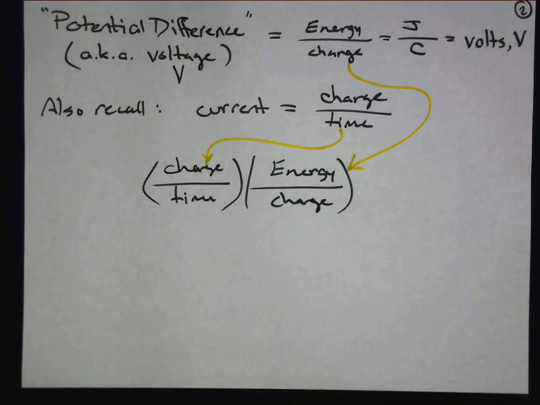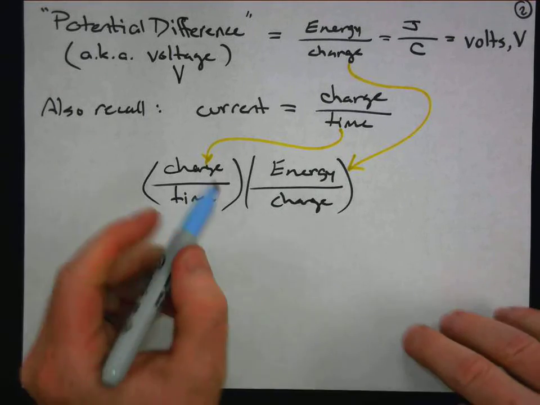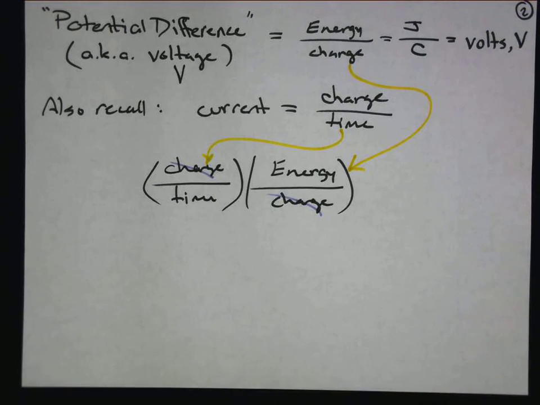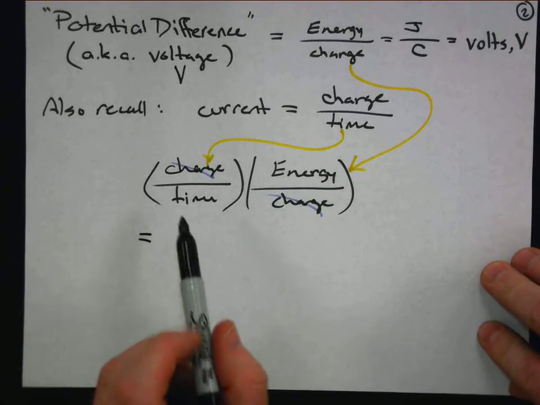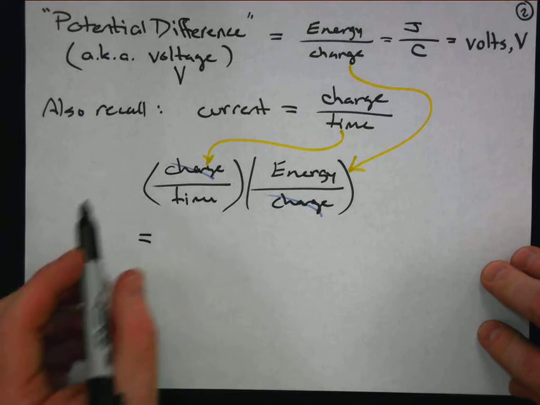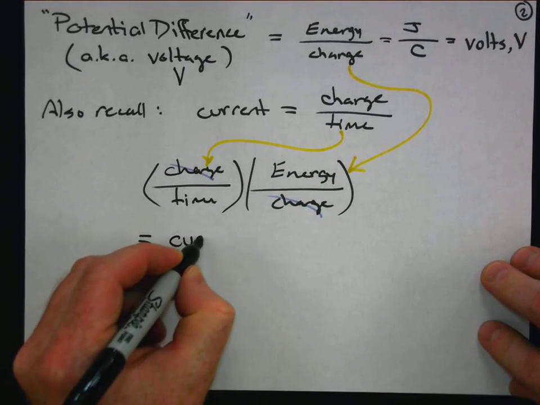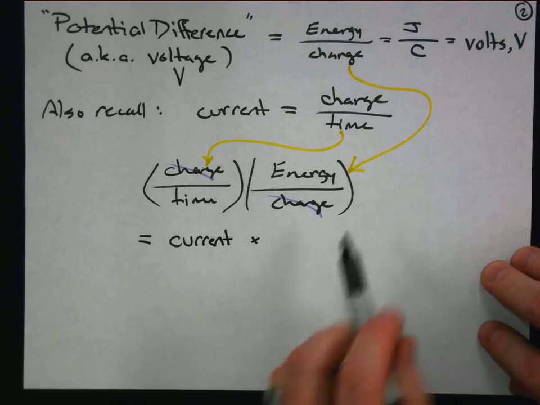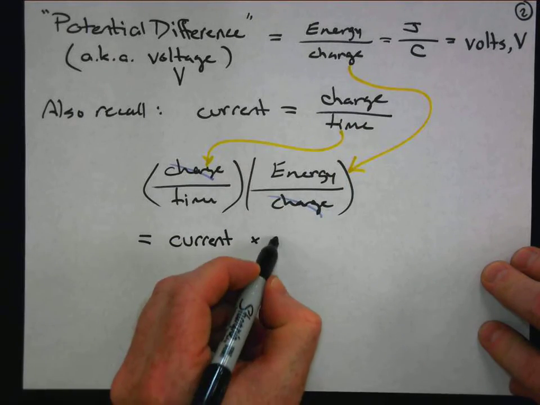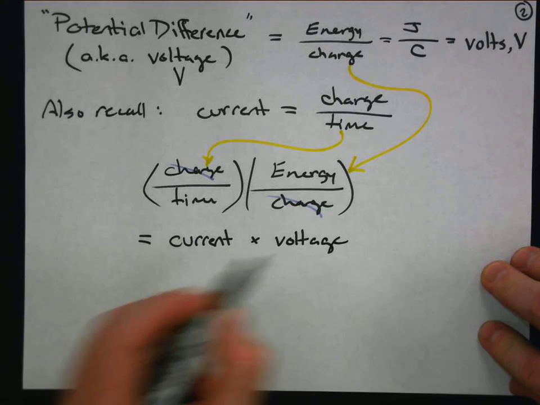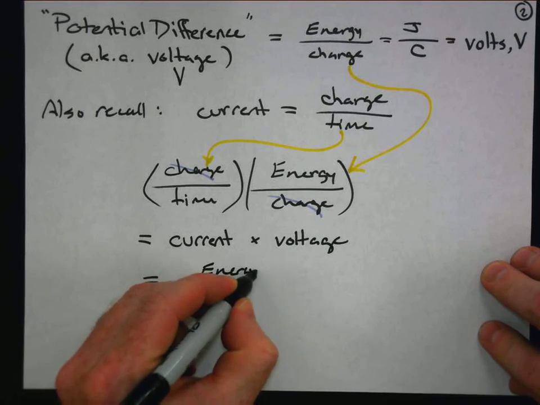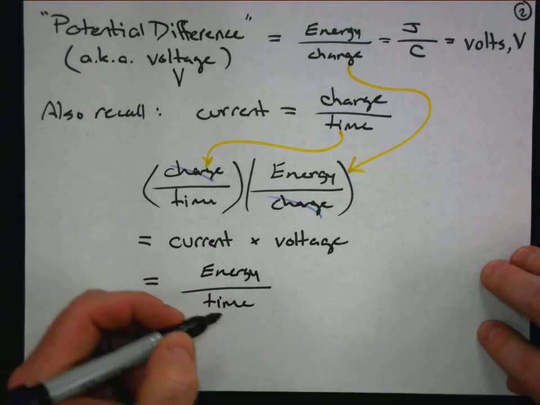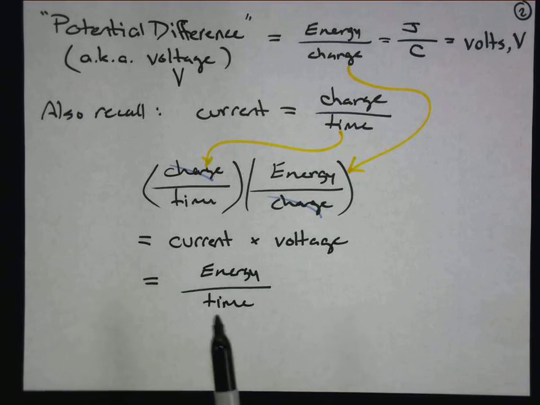And now you already see what's about to happen, don't you? Look at this. Charge cancels when you do that multiplication. And what you get when you multiply the charge per time, which is current, times the energy per charge, which is voltage, you get energy per unit time. So essentially, this is how much energy the circuit is using per time, right? It's the rate of energy usage.